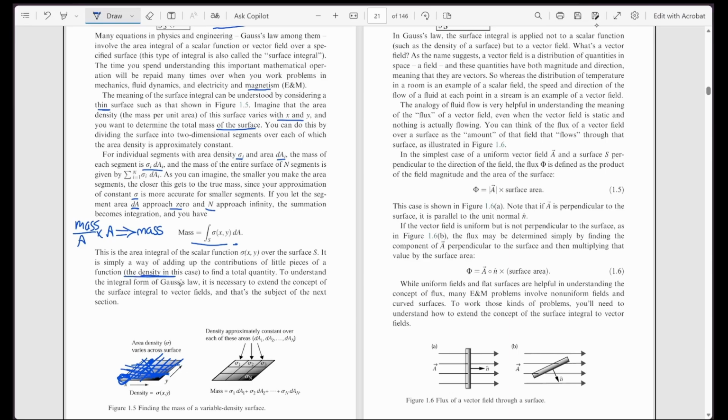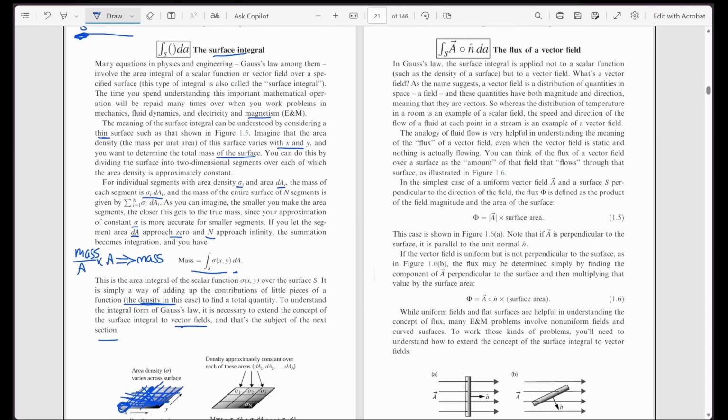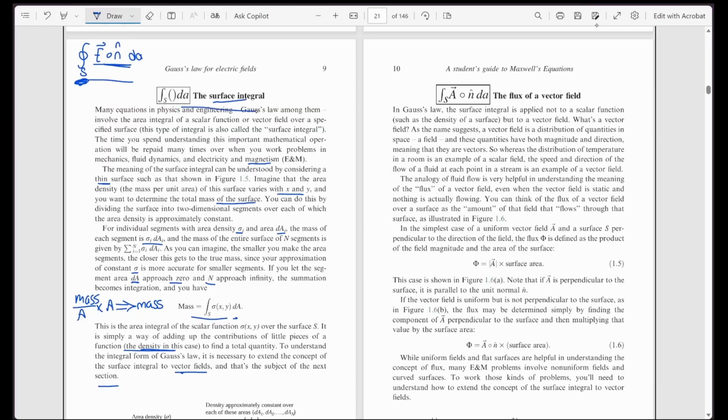To understand the integral form of Gauss's law, it's necessary to extend the concept of the surface integral to vector fields, and that's the subject of the next section. So here it was just talking about the surface integral in general, and then here it will tell us about a vector field. In Gauss's law, the surface integral is applied not to a scalar function, such as the density. So here we were talking about the density, but in our formula, the electric field is a vector. So we're going to talk about vector fields. What's a vector field? As the name suggests, a vector field is a distribution of quantities in space, a field. So we have some space and it has some quantities.